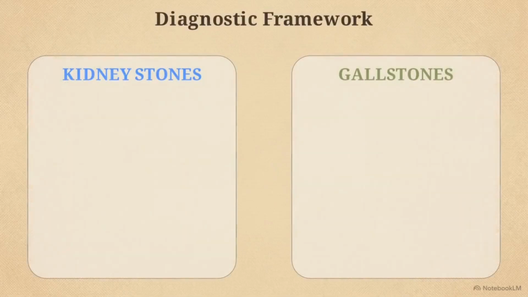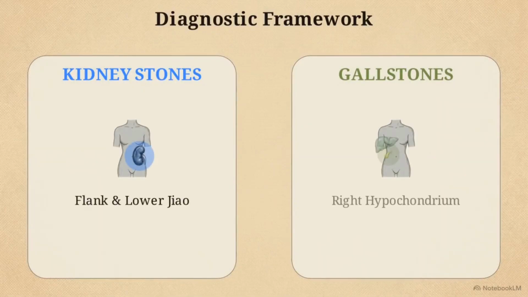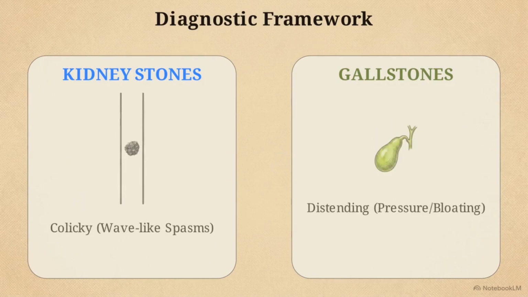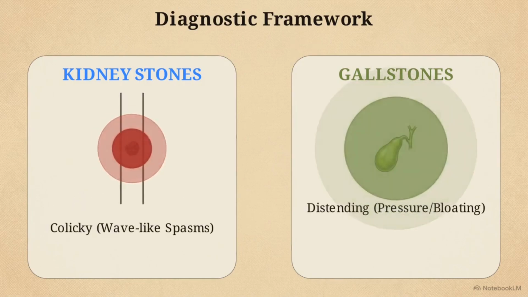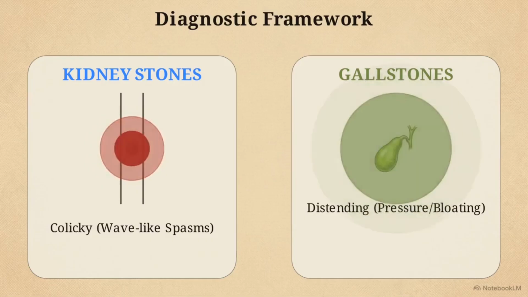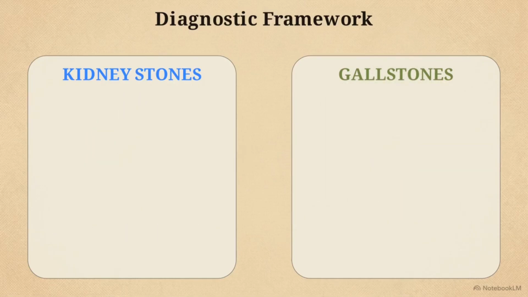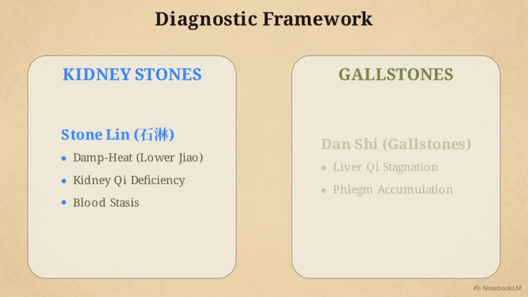To differentiate these pathologies, we use a 3-step framework. First, identify the location. Flank pain involves the kidney-bladder system. Right hypochondrium pain involves the gallbladder-liver system. Second, identify the pain's nature. Colicky, wave-like pain indicates acute obstruction. Distending, post-meal pain indicates stagnation.